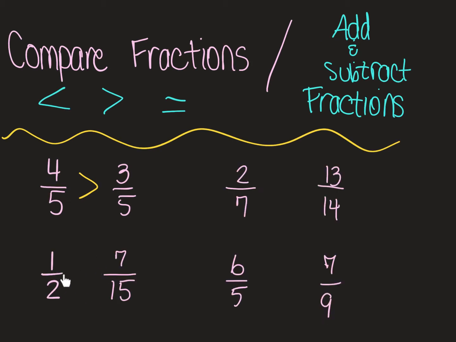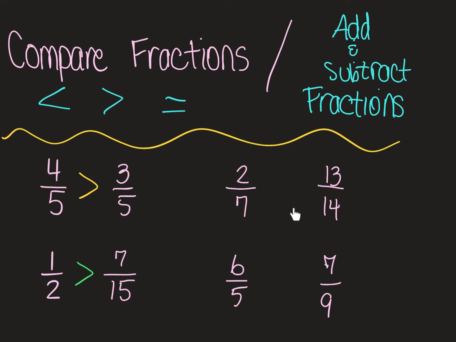Let's look at this example. The denominators are not the same. Like up here, this was easy. The denominators are the same. But I've got a half, so I could logically think, well, half of 15 is 7.5. So 7 is just a little bit smaller than a half. So if it's smaller than a half, it's going that direction.